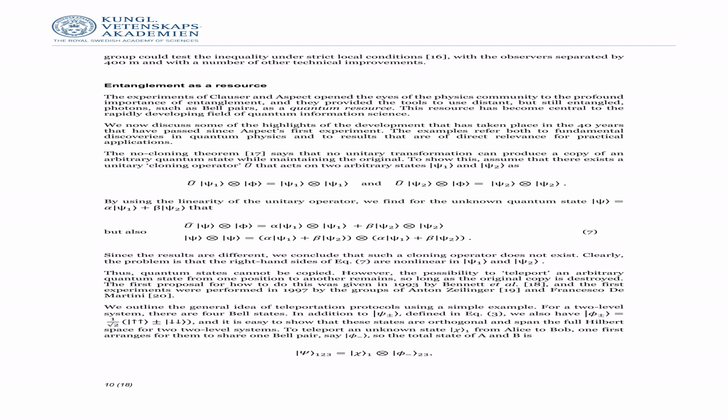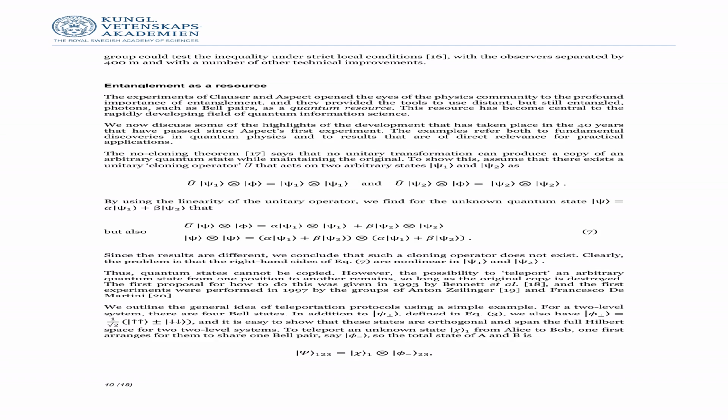The examples refer both to fundamental discoveries in quantum physics and to results that are of direct relevance for practical applications. The no-cloning theorem, 17, says that no unitary transformation can produce a copy of an arbitrary quantum state while maintaining the original. To show this, assume that there exists a unitary cloning operator, Û, that acts on two arbitrary states, ψ1 and ψ2, as Û|ψ1⟩|φ⟩ = |ψ1⟩|ψ1⟩ and Û|ψ2⟩|φ⟩ = |ψ2⟩|ψ2⟩.